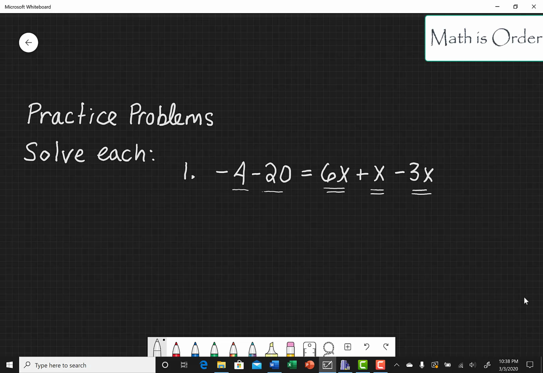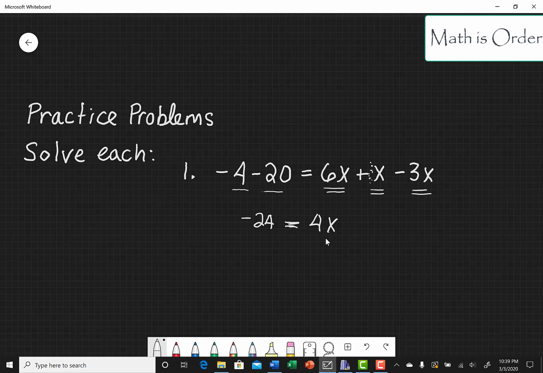So now -4 and -20 give us a -24. And now this x here is really like 1x. So there's an understood 1 right in front of that x. So 6x plus 1x is going to give us a 7x. And then 7x minus 3x is going to give us a 4x. All right, now we combined like terms, and we got closer to getting x by itself.